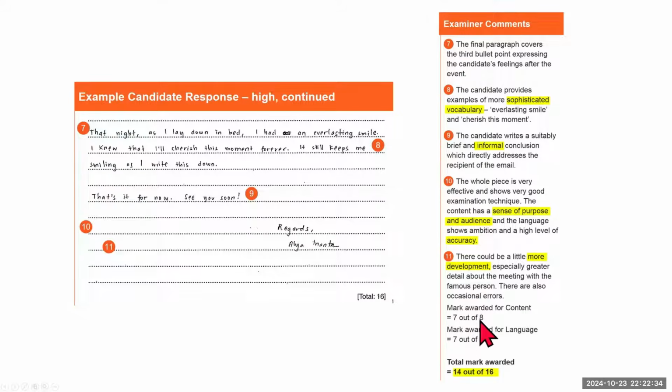So mark awarded for content is 7 out of 8 because there's not enough development as stated here. And mark awarded for language is 7 out of 8 because there are occasional errors. So total mark awarded is 14 out of 16.